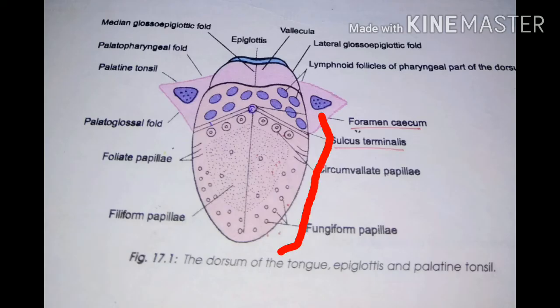Then the body of the tongue. It has two surfaces, the upper surface or dorsum and an inferior surface. The dorsum is divided into oral and pharyngeal parts. This is the oral part and this is the pharyngeal part.